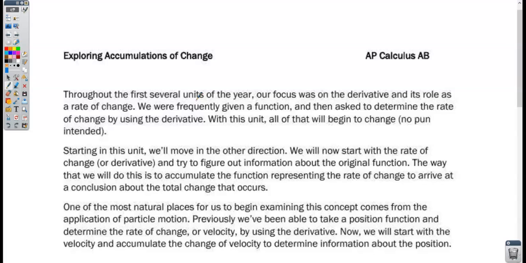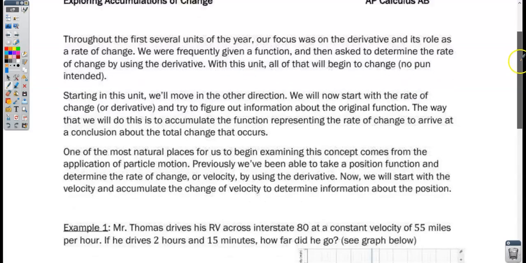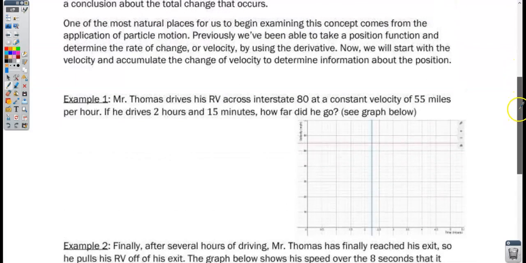One of the most natural places for us to begin looking at this comes from particle motion. A while back we talked about how if we have a position function, the derivative of that position function is the velocity, and the derivative of the velocity is the acceleration, etc. Now if we start with the velocity, we can determine information about the position from the velocity by using the accumulation of change. So let's start with our first example.